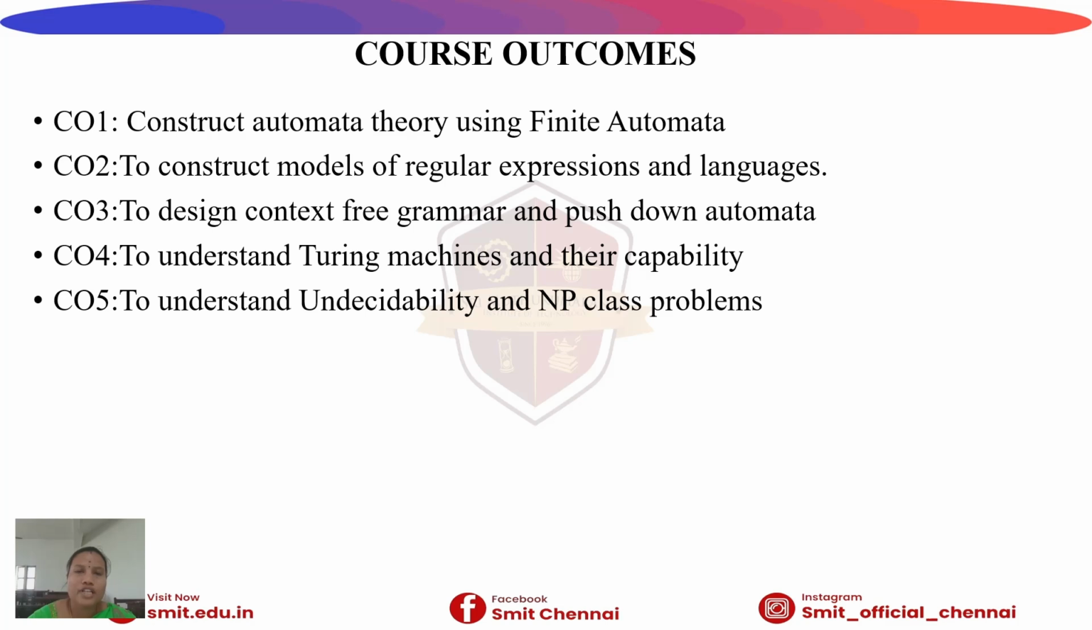So the course outcomes of Theory of Computation are: CO1, construct automata theory using finite automata; CO2, construct models of regular expressions and languages; CO3, design context-free grammar and pushdown automata; CO4, understand Turing machines and their capability; CO5, understand undecidability and NP class problems.